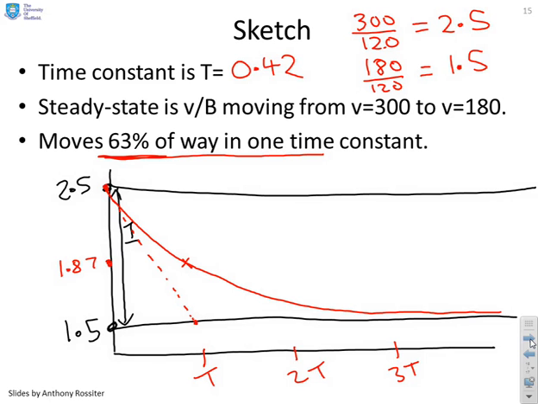So there's my sketch. Now if you want to be precise, you'll see I've just put on the x-axis capital T, 2 capital T, 3 capital T. If you want to, you can add in next to that: that's 0.42, that's 0.84, that's 1.26, and so on, if you want to put the actual timescales in there.